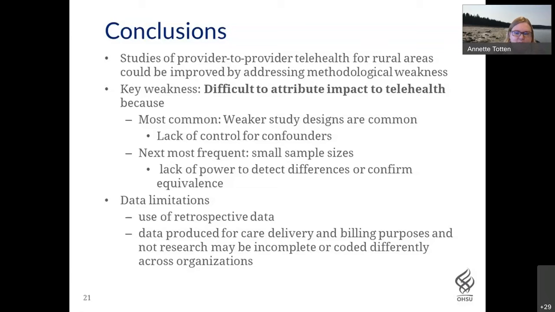And then there are limitations in our data, and I'm hoping that maybe small silver linings of the pandemic will be that we'll have some more data and some prospective data, that people have been collecting data as they've been rolling out telehealth programs quickly. There has been some effort to collect data, and that may help improve the quality of information that we have. Next slide.